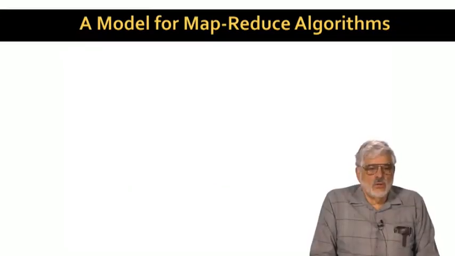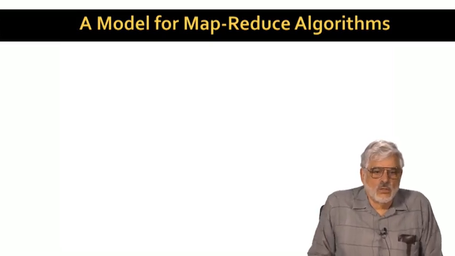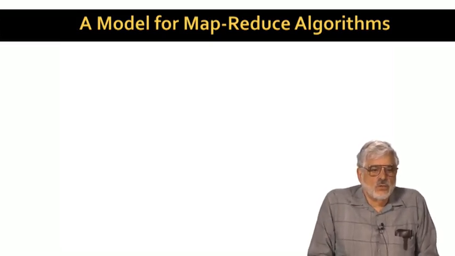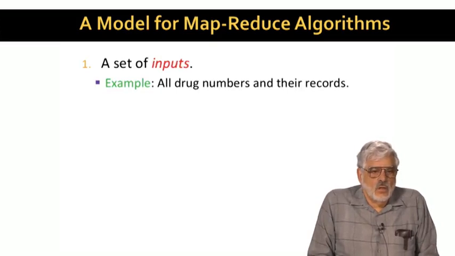We're now going to introduce a model that lets us discuss the best way to trade off communication for the number of reducers used. The elements of the model are simple, but the conclusions are interesting. There is a set of inputs. In the drug interaction example we just talked about, each drug and its megabyte-long record is an input.